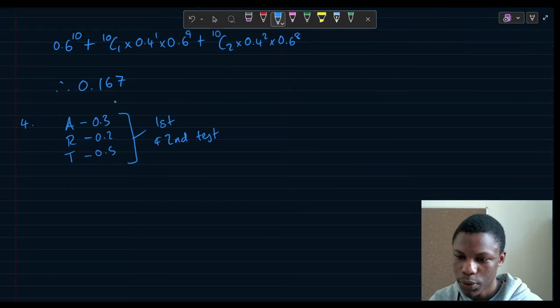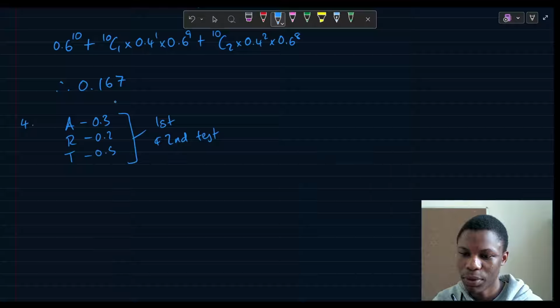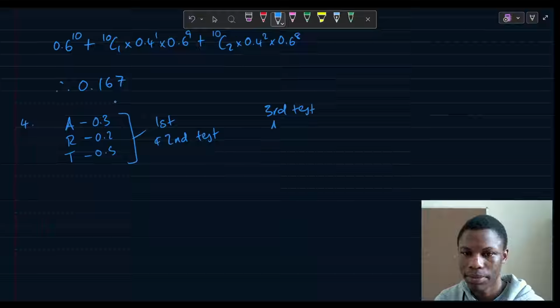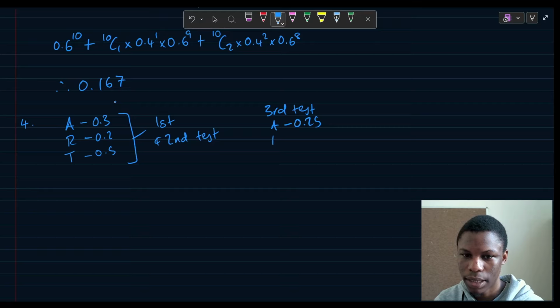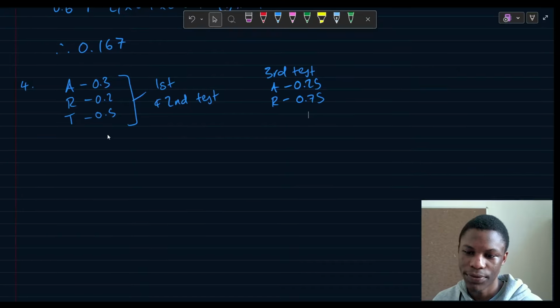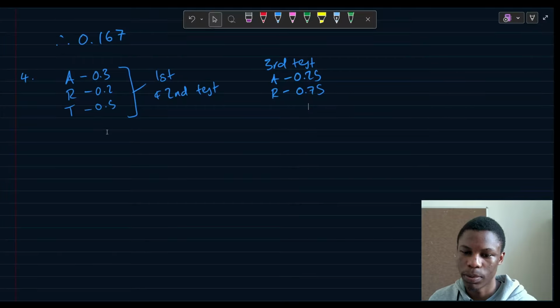Then we're told that a student who has to take a third test is accepted with probability 0.25 and rejected with probability 0.75. So for the third test now, we're saying our acceptance is 0.25 and our rejection rate is 0.75. Part A, draw a tree diagram to illustrate this information, showing all the probabilities.